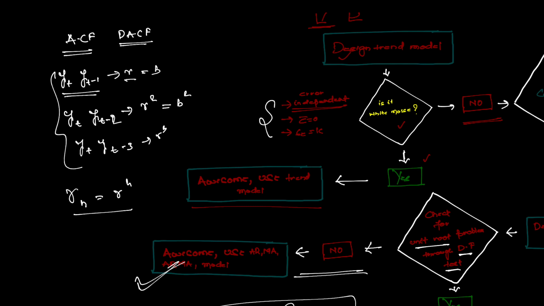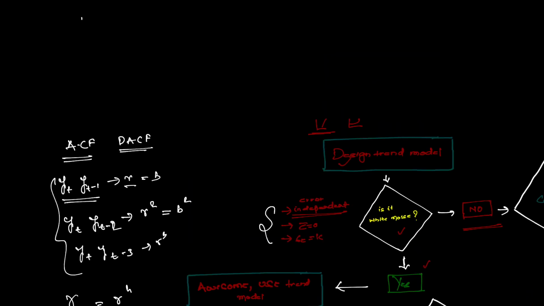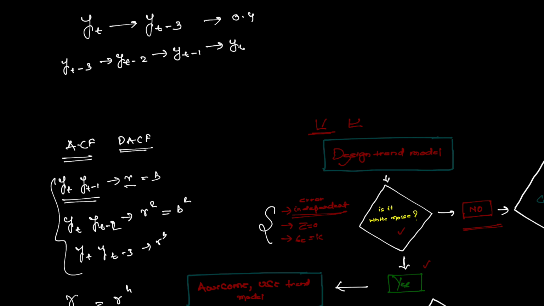But dirty correlation between yt and yt minus 2, dirty correlation between yt and yt minus 3, and dirty correlation where the lag is more than 1. Why? Because assume that I am trying to find out the correlation between yt and yt minus 3. Now, I said, okay, the correlation between yt and yt minus 3 is 0.4. But if you look carefully, yt minus 3 is first impacting yt minus 2. Yt minus 2 is then impacting yt minus 1, and then yt minus 1 is impacting yt.